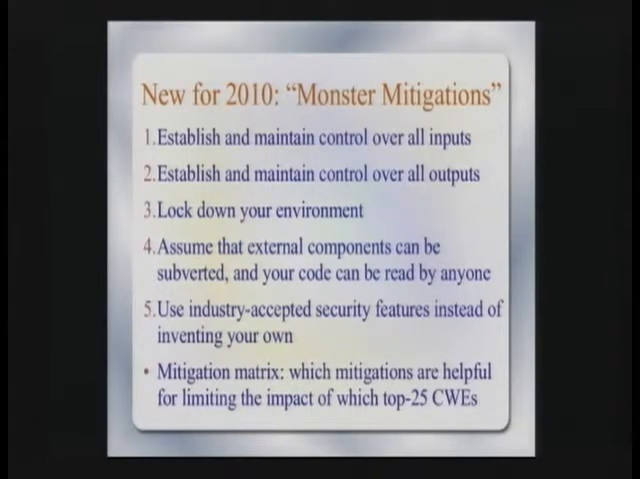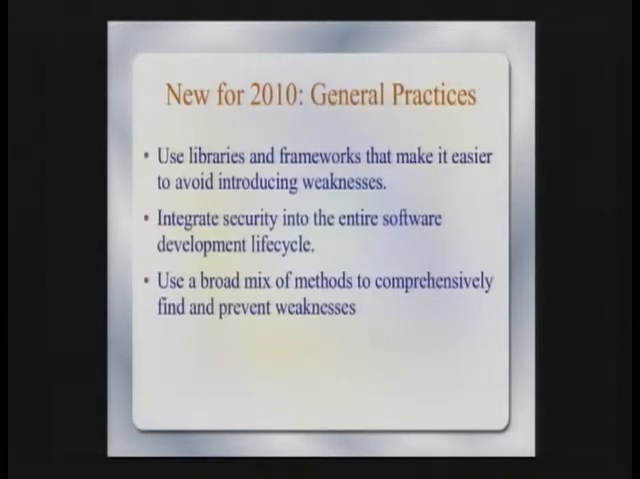And then at the end of that, there's a mitigation matrix, which shows if you want to defend against this kind or that kind of weakness, then you can use this mitigation, and that's going to be highly effective or will have just a limited effectiveness. We also have general practices in the list. For example, you should use libraries and frameworks that make it easier to avoid introducing weaknesses.